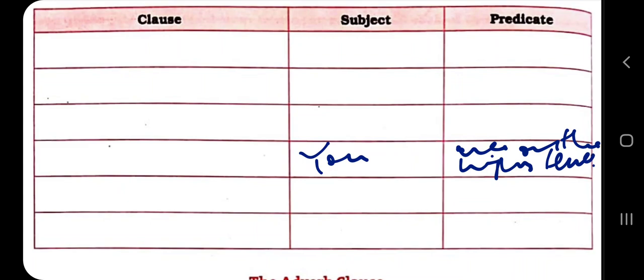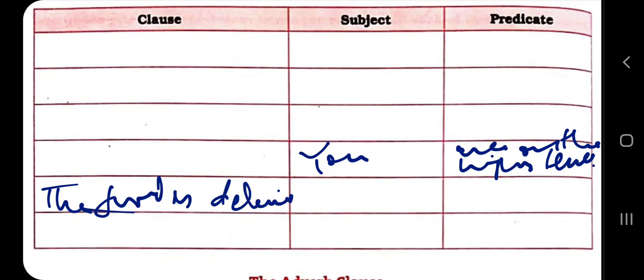Now that is the next part. The food is delicious. The clause is the food is delicious. This is giving complete sense. It has both subject and verb, and here the subject is food, we are talking about food. Now the predicate is delicious.